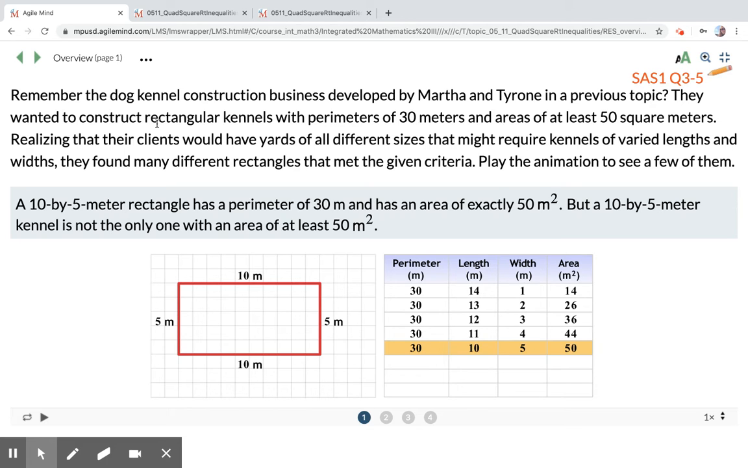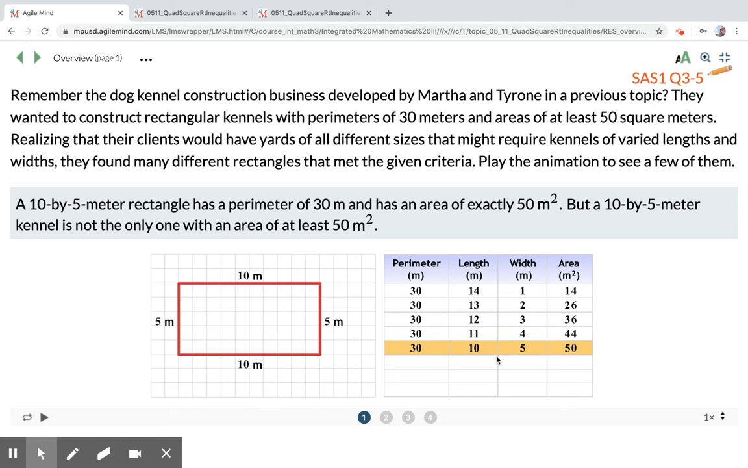Martha and Tyrone started their own little dog kennel business, and they wanted the dog kennels to have a perimeter of 30 meters because that was the fencing that they could get. And we wanted them to have an area of at least 50 meters. Remember how we made a table and tried all these different things? When we worked it out, we figured out a 10 by 5 would have a perimeter of 30, and it would also give me an area of exactly 50 meters.